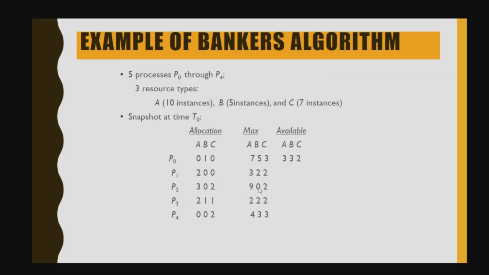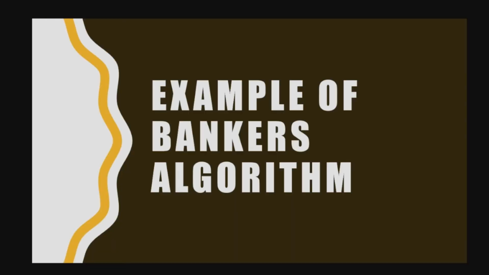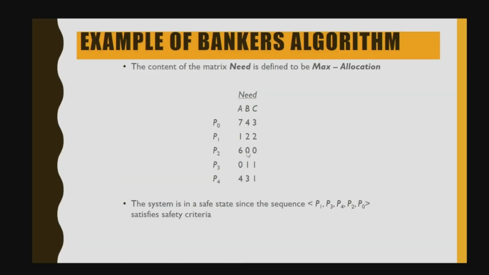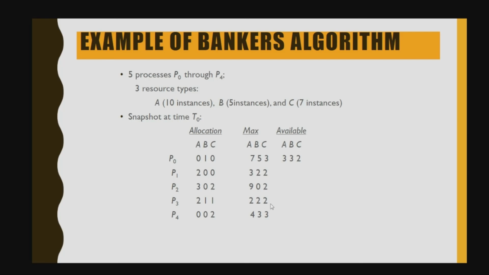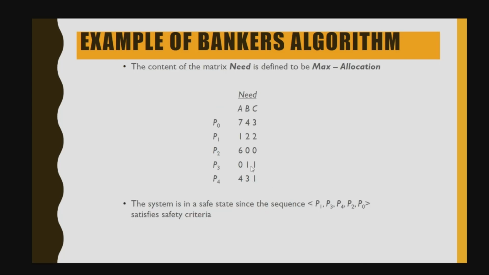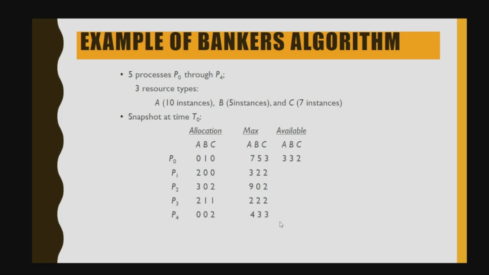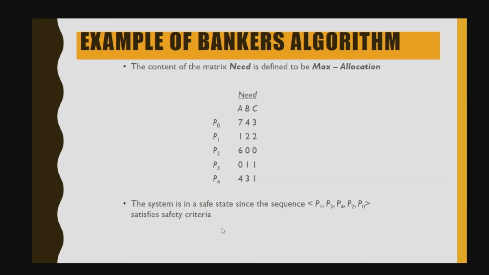And then we have 902 minus 302, then we will get 600. Okay, 600. And then we have 222 minus 211, so we'll get 011. Okay, 011 here. And here we have 433 minus 002, so we'll get 431. Okay, 431. So these are the needs for the example: process 0, process 1, process 2, process 3, and process 4.